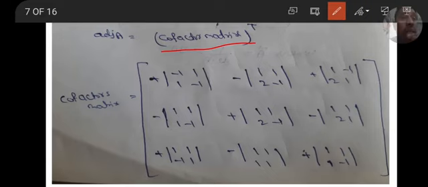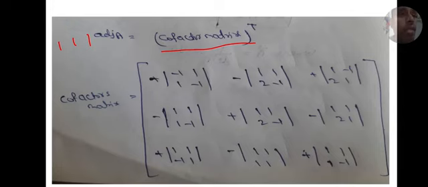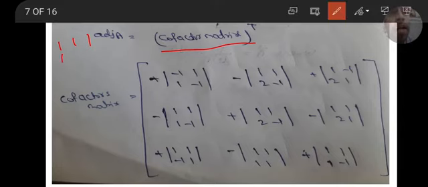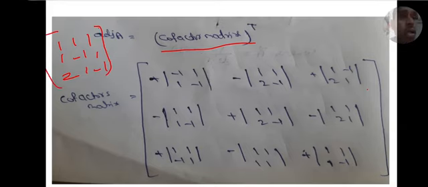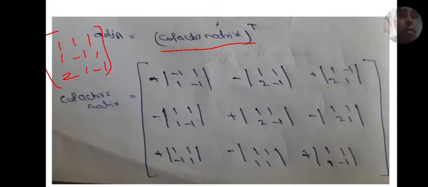What is the cofactor matrix? You have to write all the cofactors of the elements. What is the A matrix? It is 1 1 1, next 1 minus 1 1, next 2 1 minus 1. This is the A matrix.